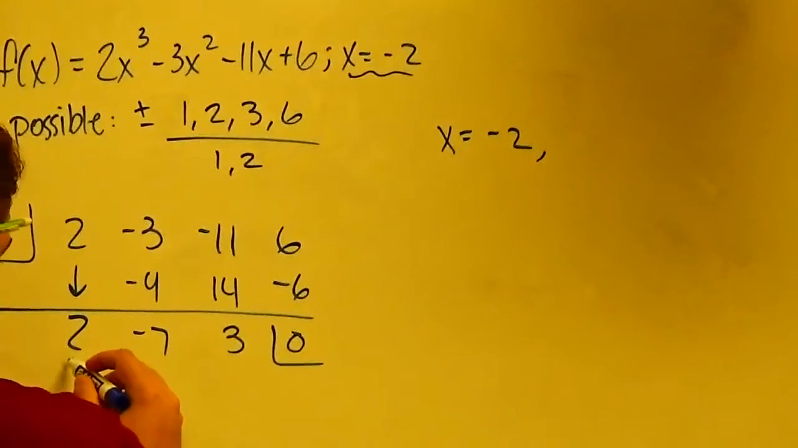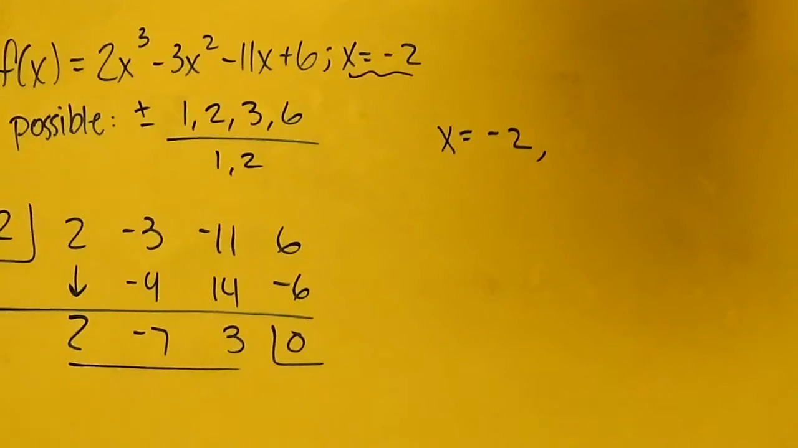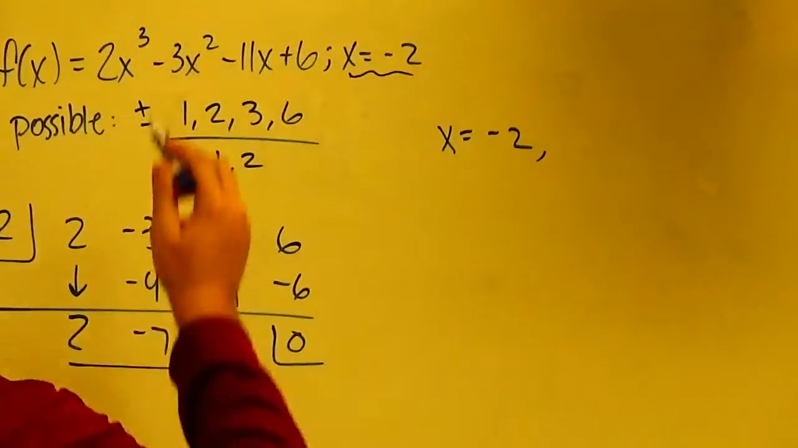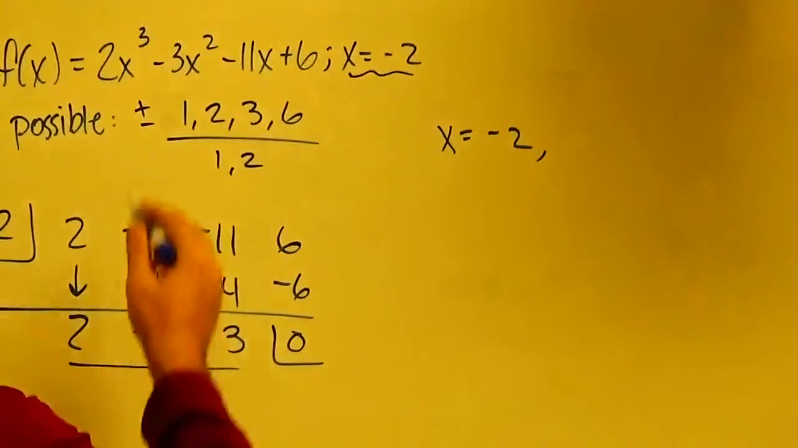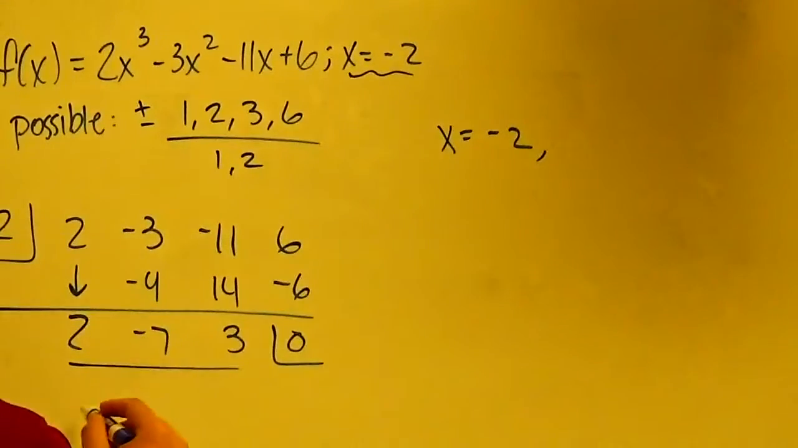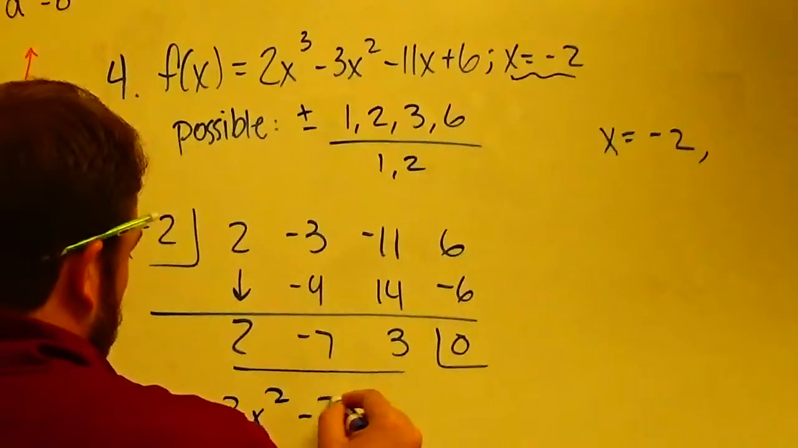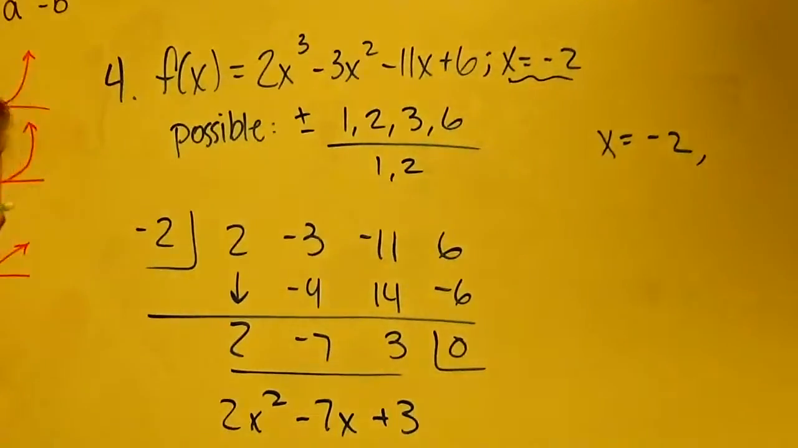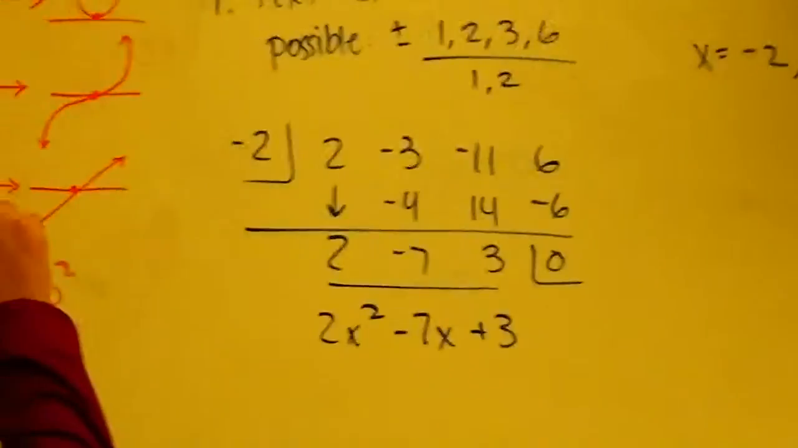Alright, so we know 2 is an answer, but you knew that right off the bat. So then this tells us what? What's your quadratic? It's our new quadratic. So remember, in this case, if you start with an x cubed, then the first number is going to be x squared. So I have 2x squared minus 7x plus 3, and we want to factor that.